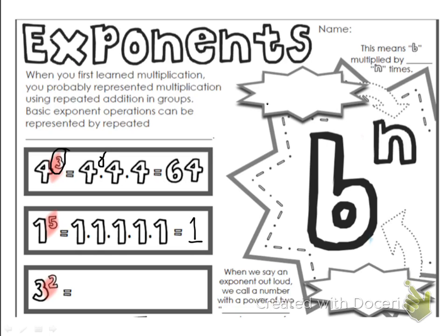Okay, let's do this last example together. Here we have 3 to the power of 2. Now that's not 3 times 2. Sometimes people make that mistake in thinking that this is 3 times 2, but that's not it. It's 3 times itself twice, so it's 3 times 3. Now 3 times 3 is 9, so that means that 3 to the power of 2 is 9.